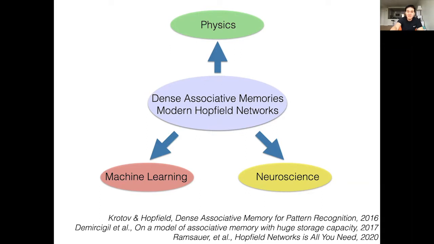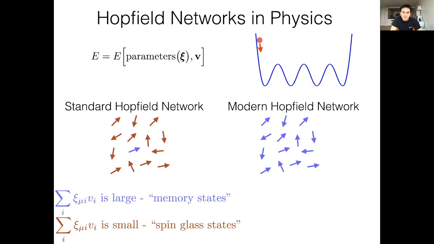So let me begin with the physics point of view. In physics, there is a long tradition of studying so-called spin glass systems. Typically, the question that people tend to ask in this field looks like this. People start with some complicated expression for the energy function, like the one that is shown in this slide.